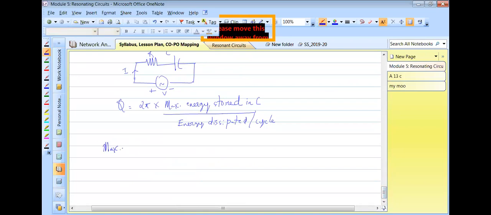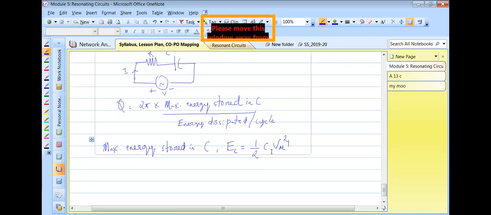Maximum energy stored in C is EC, which is half. What is this given by? It is given by half C into Vm squared.